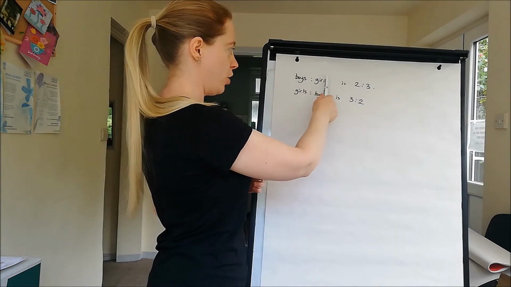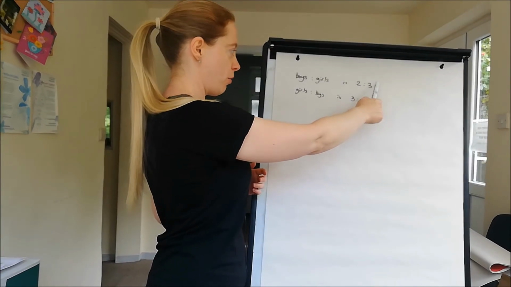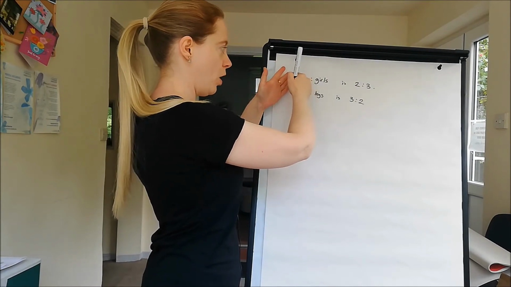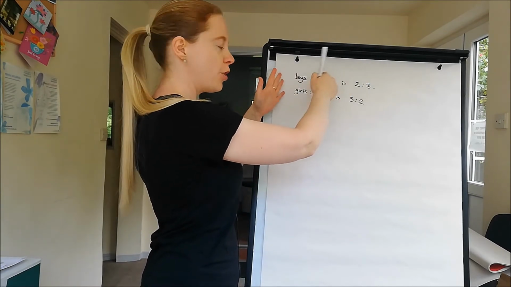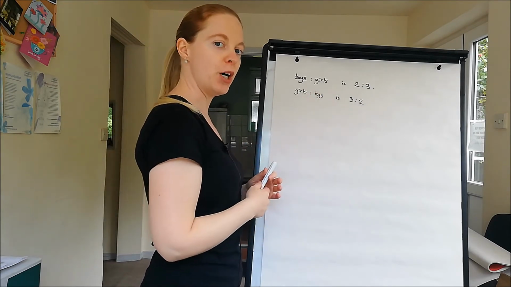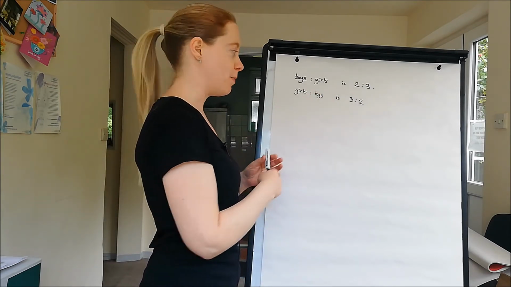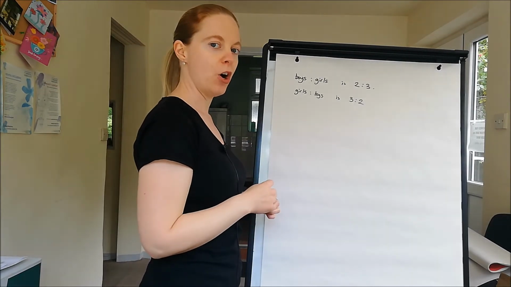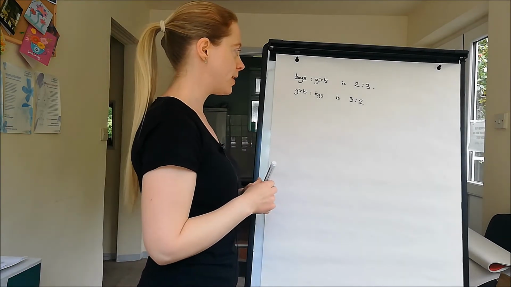So if boys and girls are in the ratio 2 to 3, that means there's 2 boys for every 3 girls, which is different to if there were 3 girls for every 2 boys. So it's important on exams that you do pay attention to the order in ratio questions.